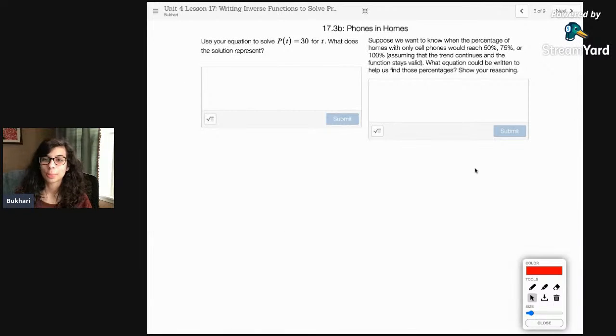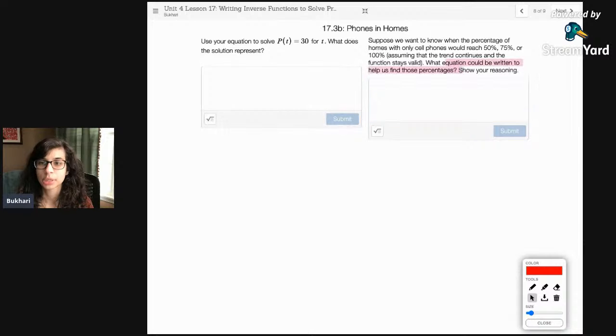And last but not least, wrapping up this unit, understanding what the equation here represents. This is actually before the mid-unit. You had a question similar to this on the mid-unit, so go back there if you need to see what that looks like. And we want to know the percentage of homes with only a cell phone reaches 50%, 75%, or 100%.